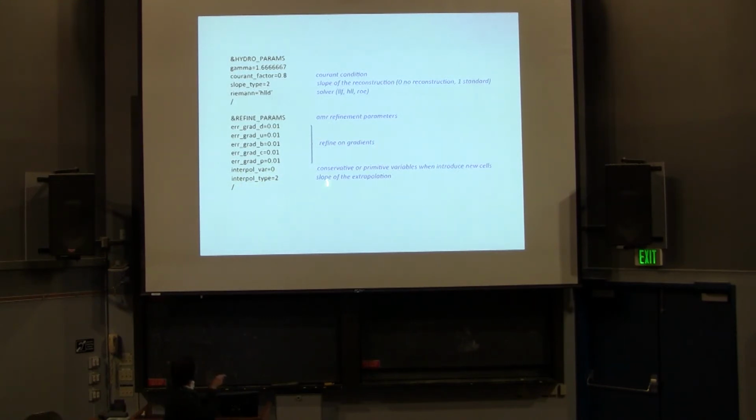And then finally, you have to decide how you interpolate the flow in order to find the value of the new cells. So you have to do some linear interpolation. Again, zero would be no interpolation at all. You just take the value of the parent cell, and then one and two are different types of interpolation.